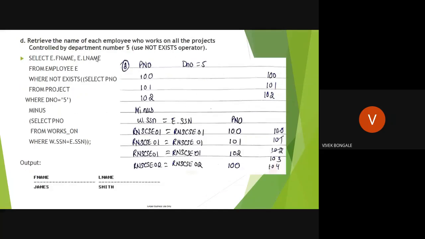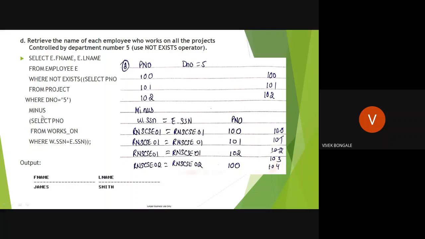I will give an overview of this query. First, we need to find all the project numbers. From that, we retrieve the department number 5 project numbers, and then find which employee has worked on all the projects of department number 5. To retrieve all the project numbers, I'm using this query. To find only the project numbers handled by the department, I'm using this query. After getting the results of these 2 queries, I'm using the minus operator.